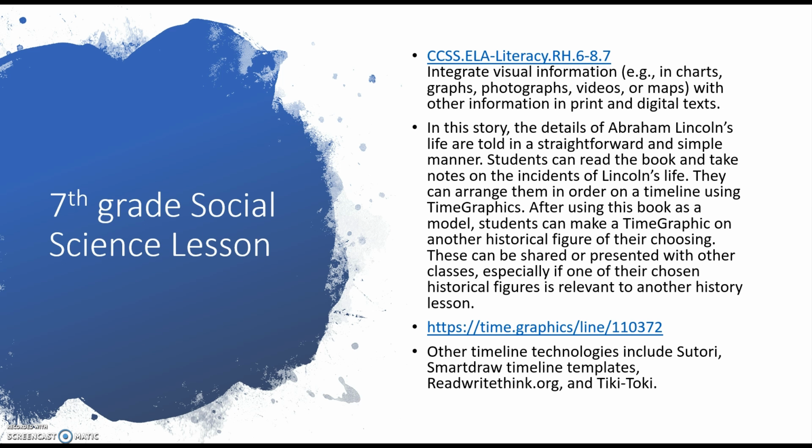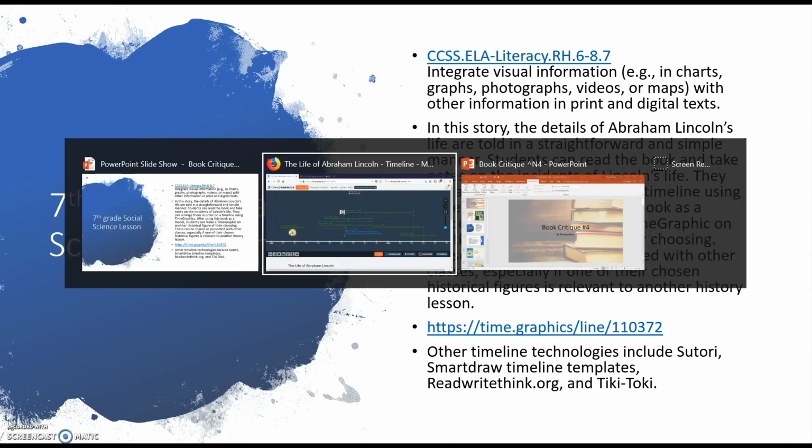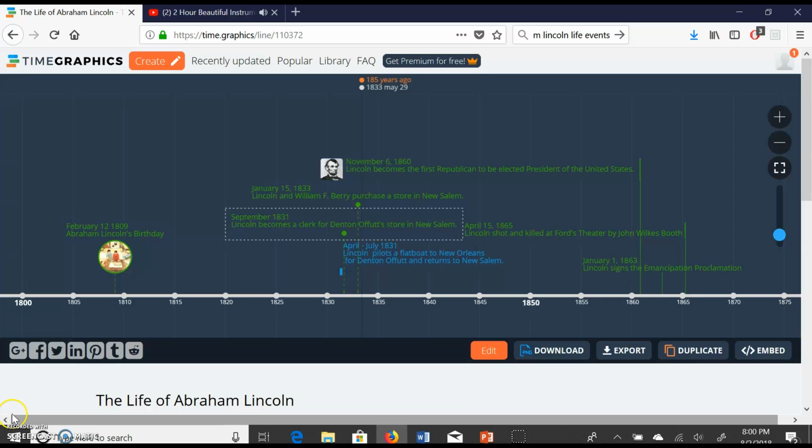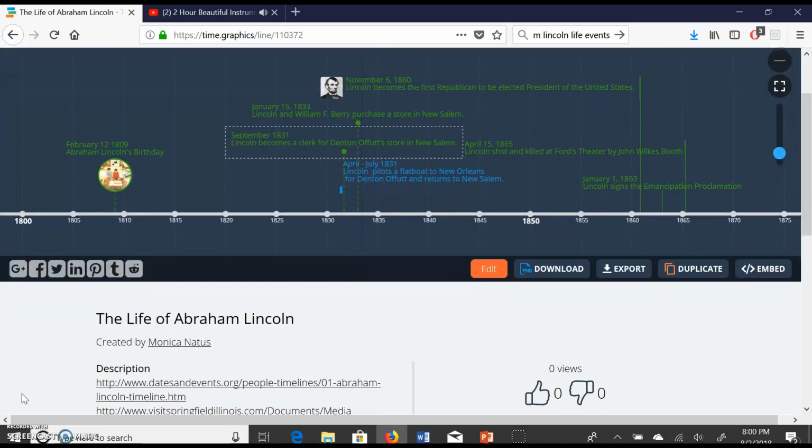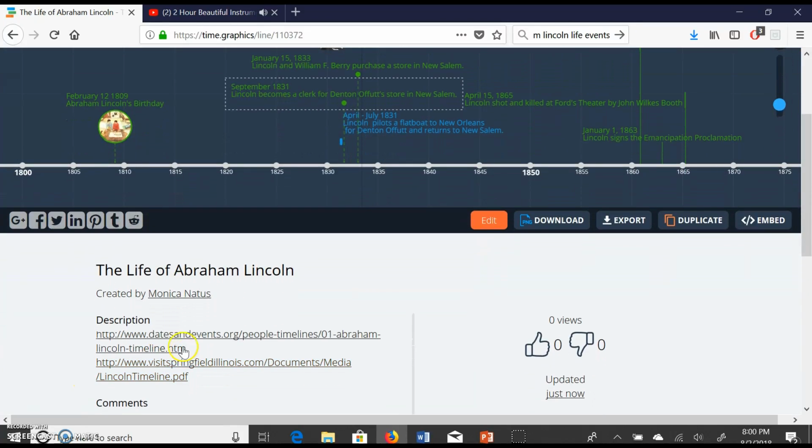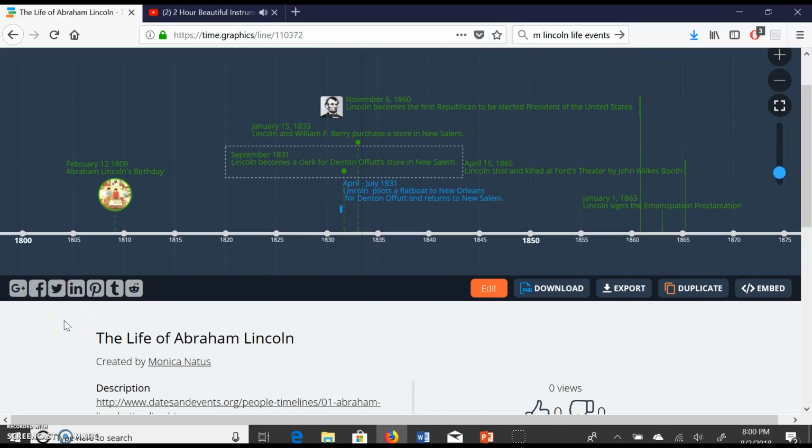These can be shared or presented with other classes, especially if one of their chosen historical figures is relevant to their history lesson. Time graphic is especially helpful since it gives students tools for designing a timeline that they would not otherwise have. And this is an example of the timeline that I created. And I've included a description of sites that I used as references for these events.